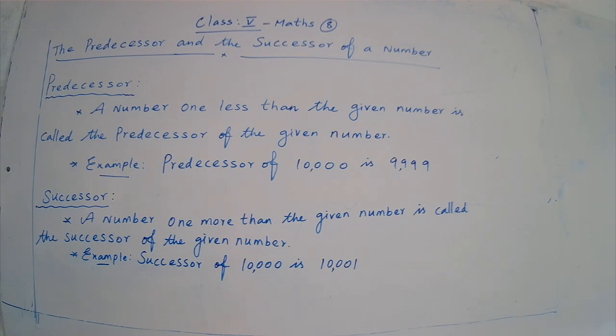A number one less than the given number is called the predecessor of the given number. Write it. Write neatly children.